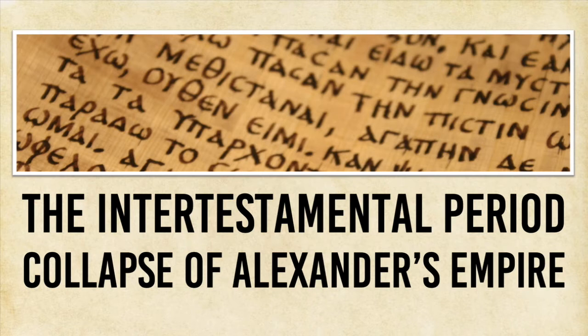We expanded that a little bit for the purposes of this class, to go all the way back to the Babylonian Empire. And we're going to continue on into the Roman period as well and into the first century. So it's the intertestamental period expanded some to include some other information. And again, tonight we're talking about the collapse of Alexander's empire.